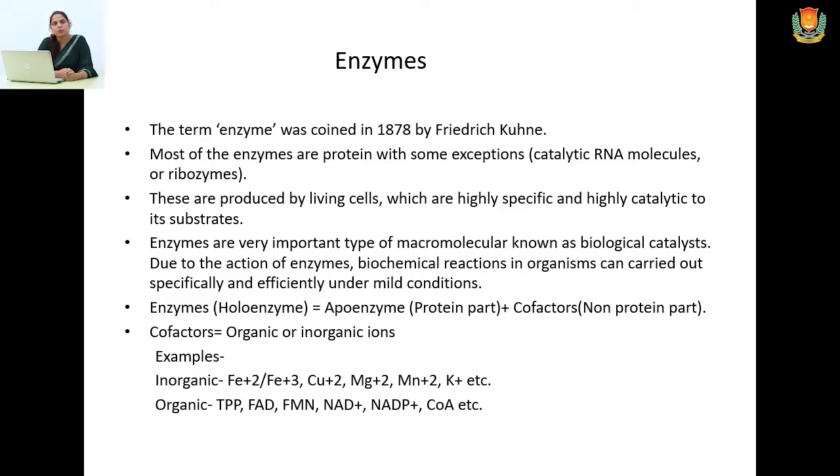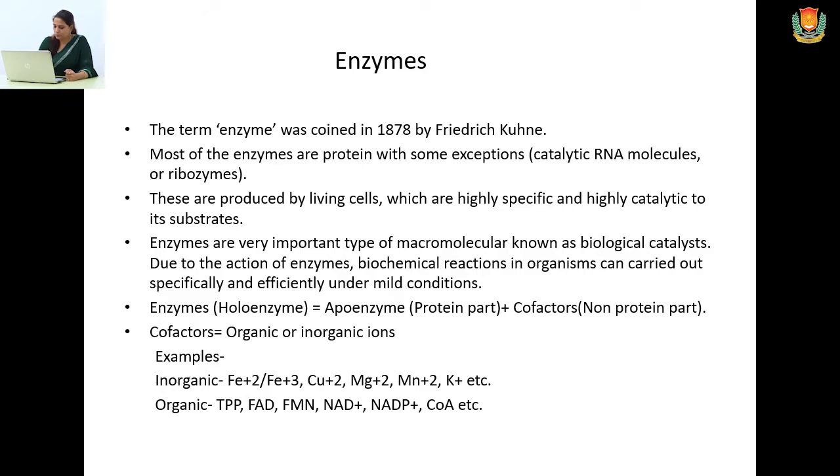These cofactors could be inorganic ions or organic compounds. Inorganic ions are like iron, copper, manganese, magnesium, potassium. They are essential for the catalytic activity of specific kinds of enzymes. In the case of organic compounds, like TPP (thiamine pyrophosphate), FAD, NAD, NADP and coenzyme A, these are vitamin-derived organic compounds, and they are also essential for the catalytic activity of enzymes.